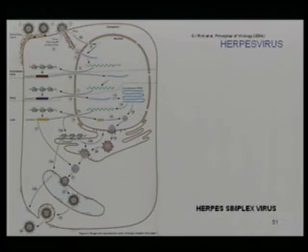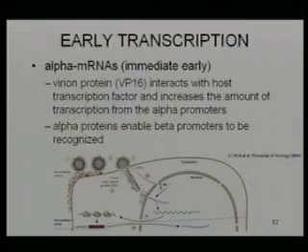Okay, so this is just an overview of the life cycle so that you can put it all together at the end. But I'm going to talk about each step individually, so I'm going to start at the top of here and work my way down the diagram. So here we have the herpes virus binding to the cell surface and fusing with the plasma membrane and letting its nuclear capsid enter the cytoplasm. So that's shown down here.